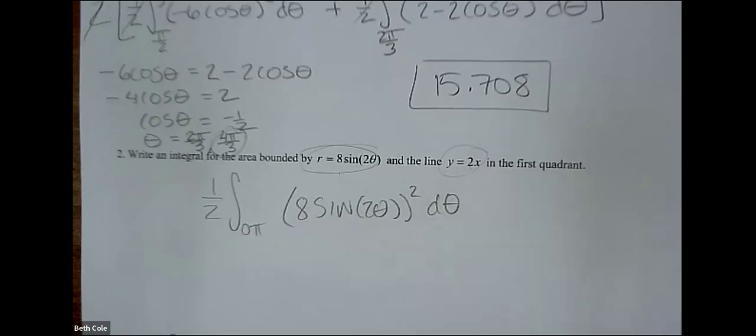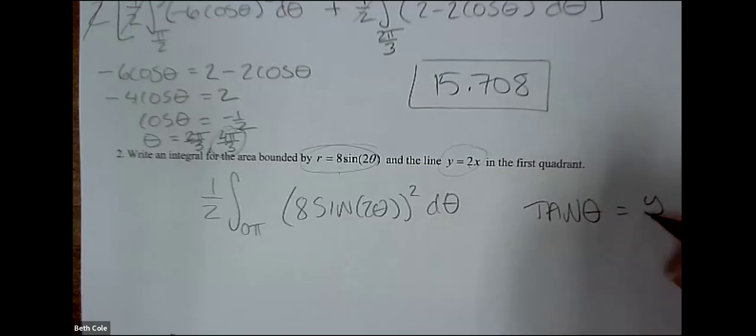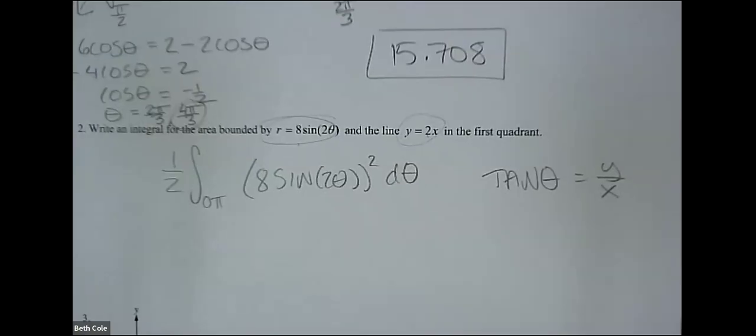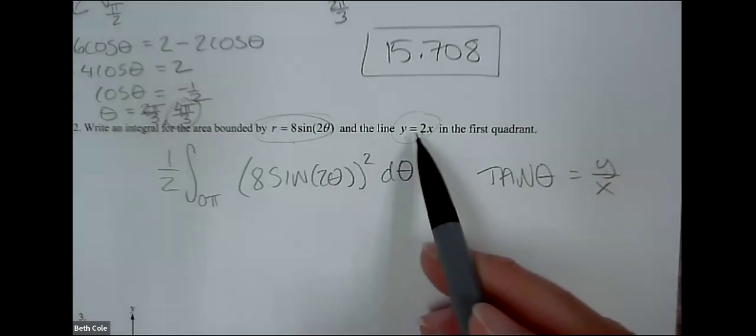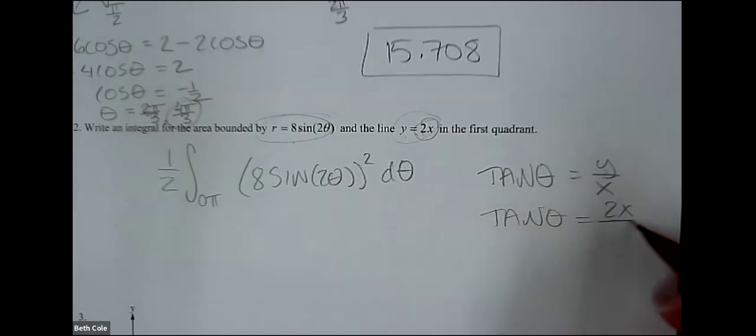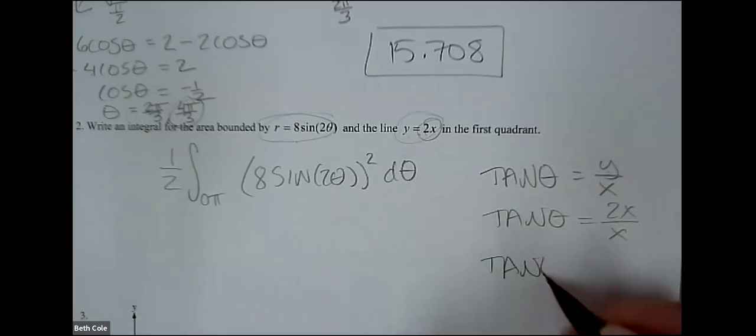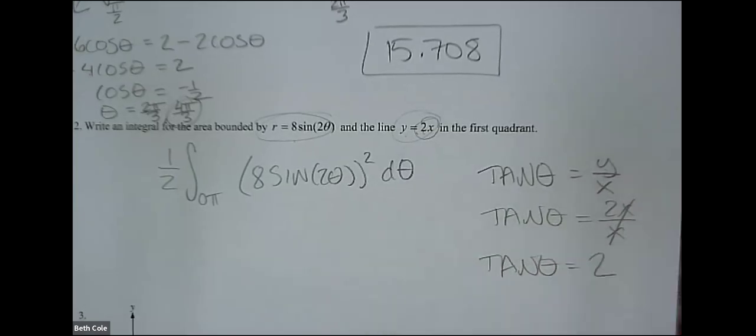So we have to take what I taught you way back in the beginning of the polar. I say way back in the beginning. It was only 3 classes ago, but that does feel like a lifetime. Tangent of theta equals y over x. It's this right here that we were talking about before. Tangent is opposite over adjacent. That ends up being y over x, okay? So what is y equal to? 2x. So tangent of theta equals 2x over x. And so tangent of theta equals 2.